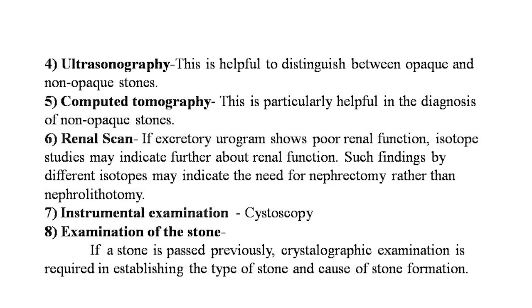And sixth is the renal scan. If excretory urograms show poor function, isotope studies may indicate further about renal function. Such findings by different isotopes may indicate the need of nephrectomy rather than nephrolithotomy. And seventh is the instrumental examination like cystoscopy. Renal stone as such does not require cystoscopy for diagnosis.